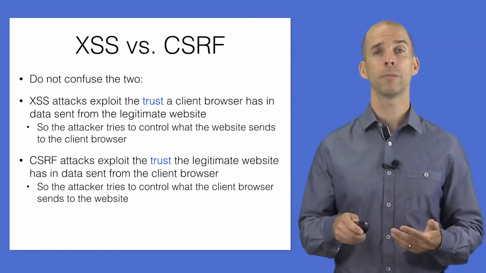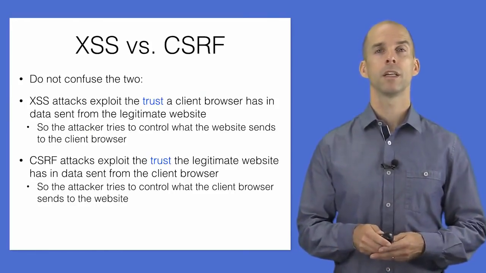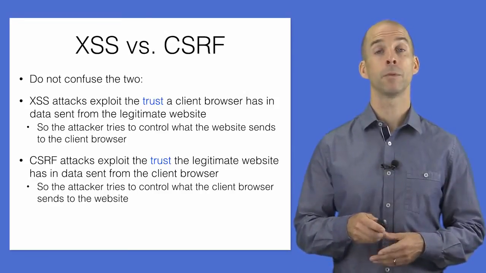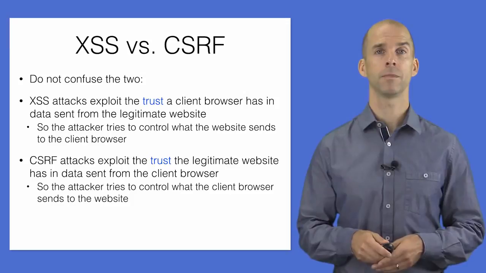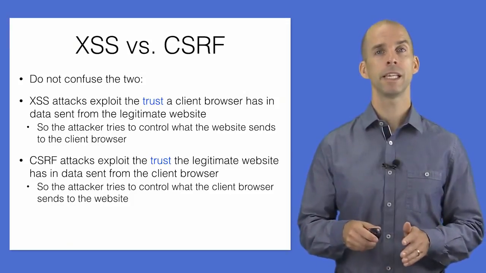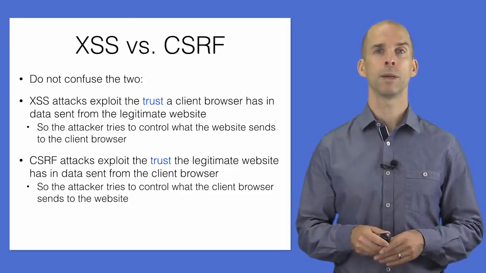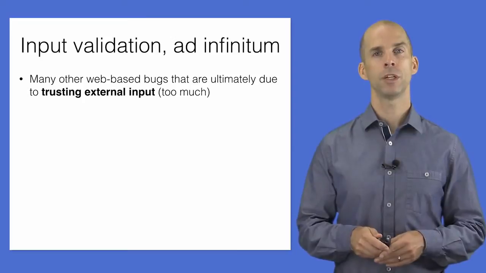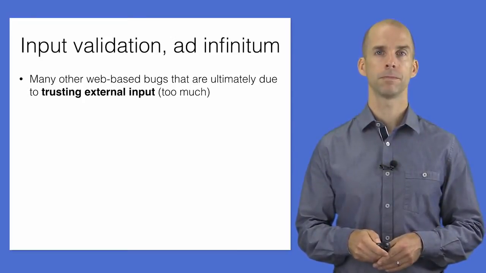In short, it's all about exploiting trust. The right defense is to reduce that trust as much as possible, in particular by using input validation. This theme comes up again and again in web security, and indeed in distributed system security generally. Let's finish off this unit with one more example.